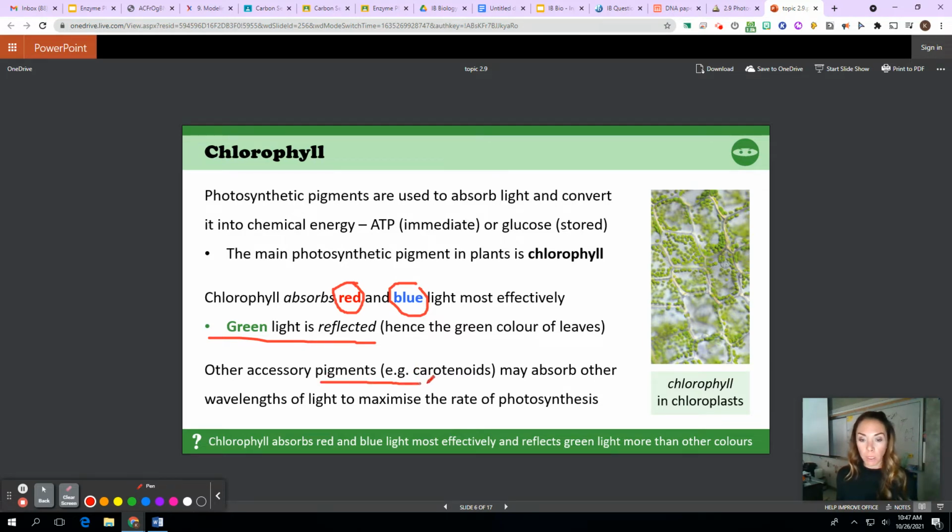So there are other pigments that absorb different wavelengths, and that whole process actually increases the process of photosynthesis.